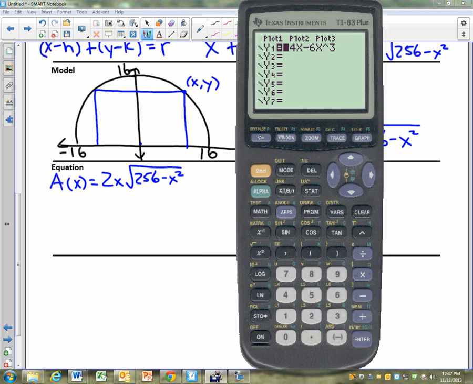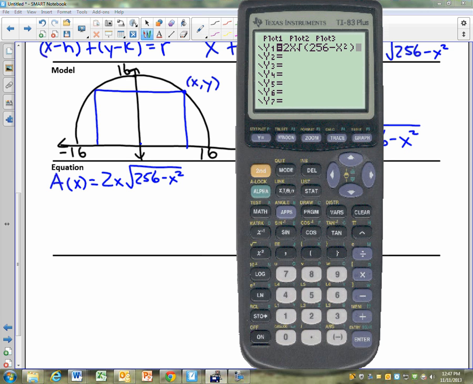It's got this square root piece in there. It's got an x in front. That looks really complicated to me. So we don't have a formula for this, so we just go to our calculator. 2x square root 256 minus x squared.